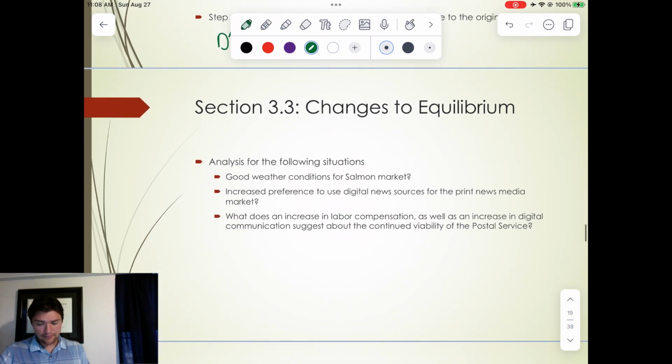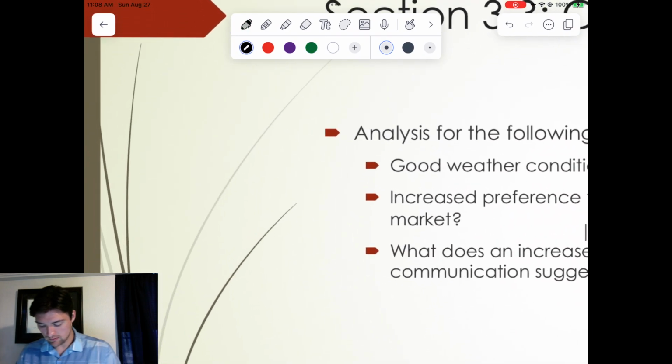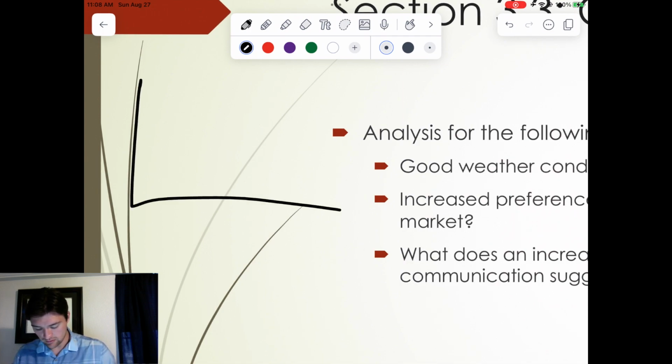Now, let's look at the following situations and kind of figure out what's going on there. If we had good weather conditions for the salmon market, what would that change? So the first step is drawing the graph. Alrighty, so let's draw the graph here.